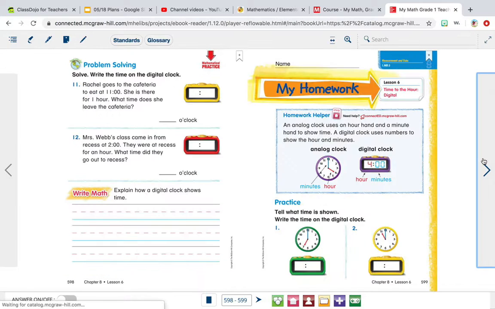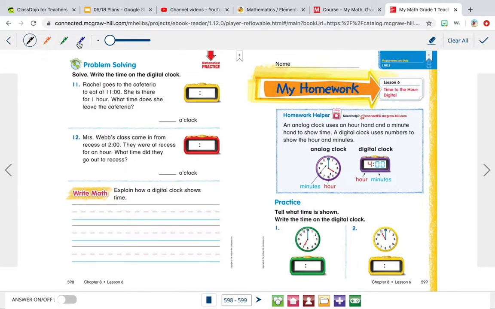All right. Rachel goes to the cafeteria to eat at 11. That sounds like something we need to underline. We know that Rachel goes to eat at 11. She is there for 1 hour. So Rachel goes to the cafeteria and eats at 11. She's there for 1 hour. What time does she leave the cafeteria? So here's the thing. Rachel starts eating at 11.